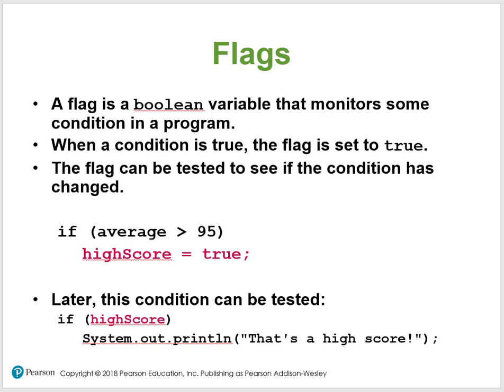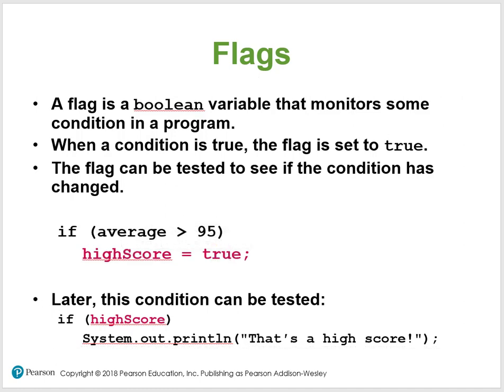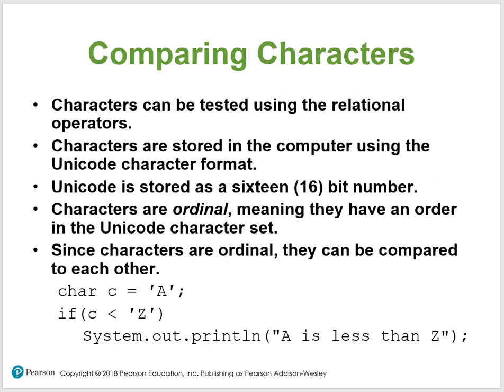When the condition is true, the flag is set to true. So what am I looking for? When you look at the average, you want to think of average as kind of like a loop control variable. It basically tells you the condition: if this is true, then you assign true to the high score. That's what's considered a flag.